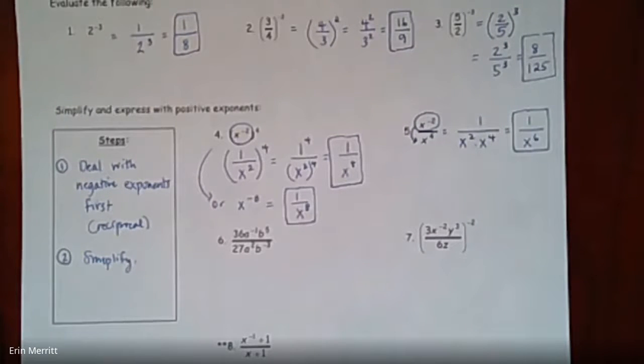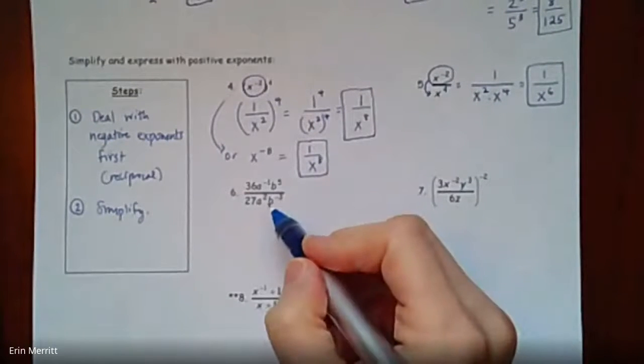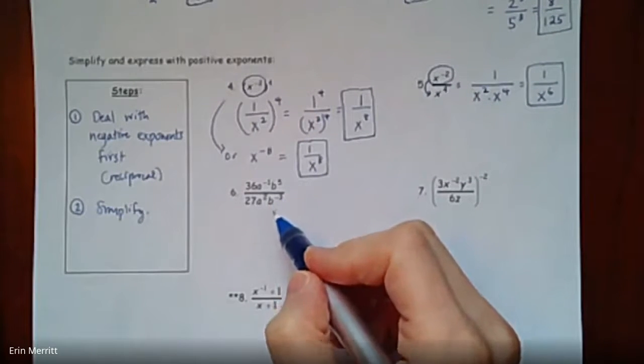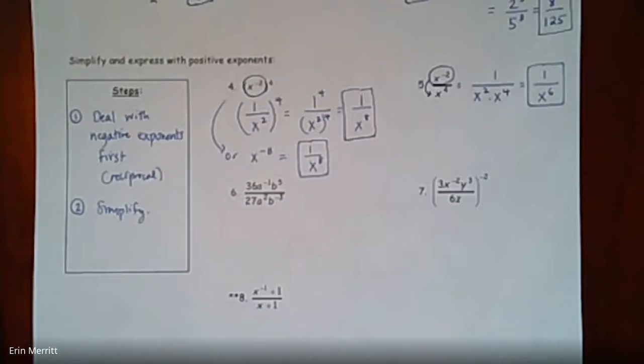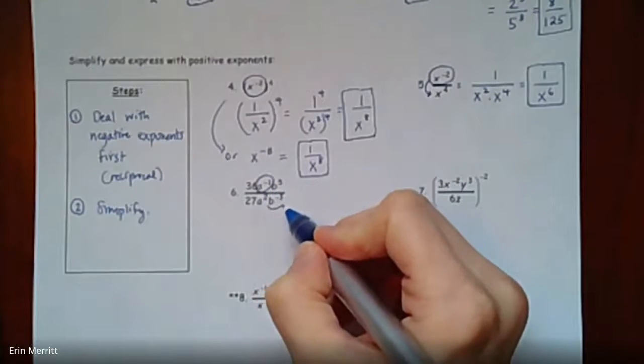All right. Let's try one that's a little more complicated. Number 6, to deal with the negative exponent first, just move anything that is raised to a negative power into the other part of the fraction. So what I mean by that, I have an a to the negative first power here and a b to the negative third, right?